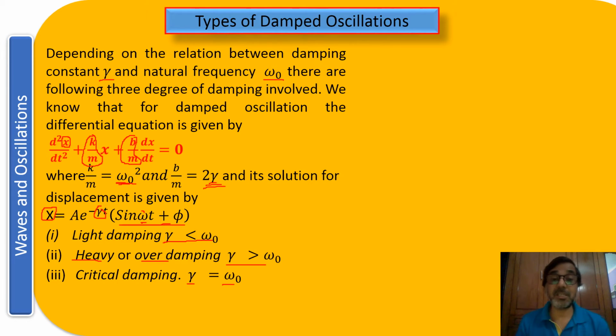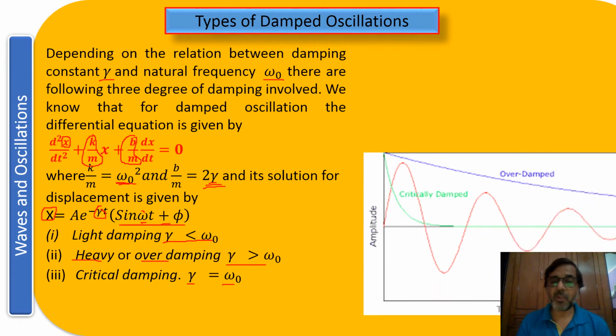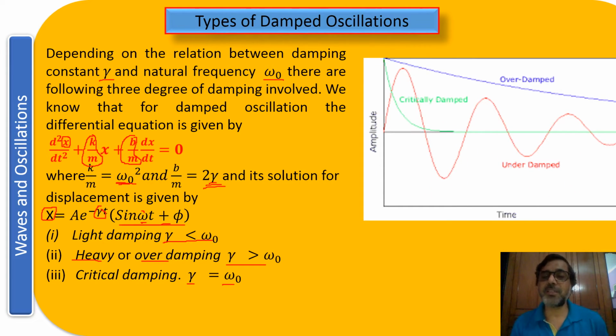So these are your three types of damped oscillations. These are not different types of oscillation. These are the three types of damped oscillation depending upon the value of your damping medium, that is your gamma. Gamma is nothing but b by 2m, and omega naught is the natural frequency with which the spring was oscillating. All right. So now you see this diagram.